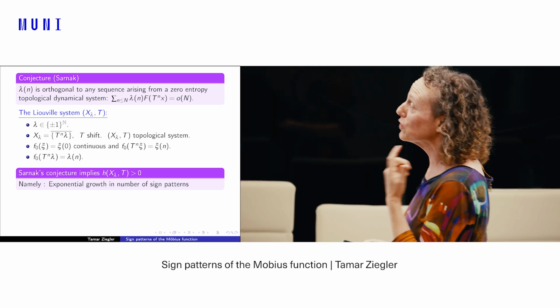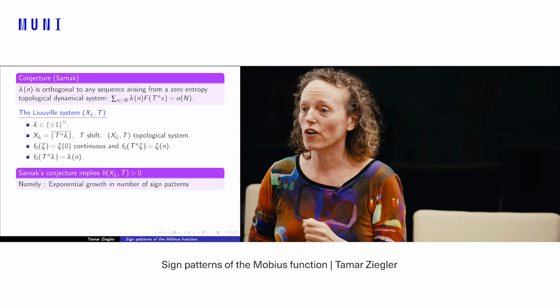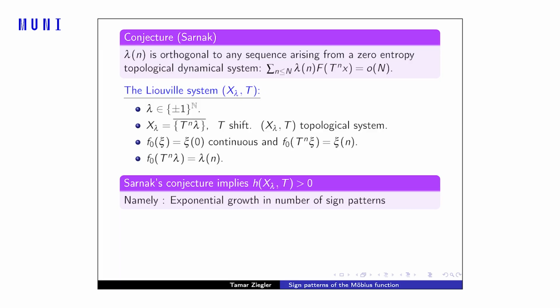And I claim that if you do that, then if we believe Sarnak's conjecture, that would imply something about the number of sequences I see. It would imply that the entropy of this system has to be positive. Let's see why this is true.